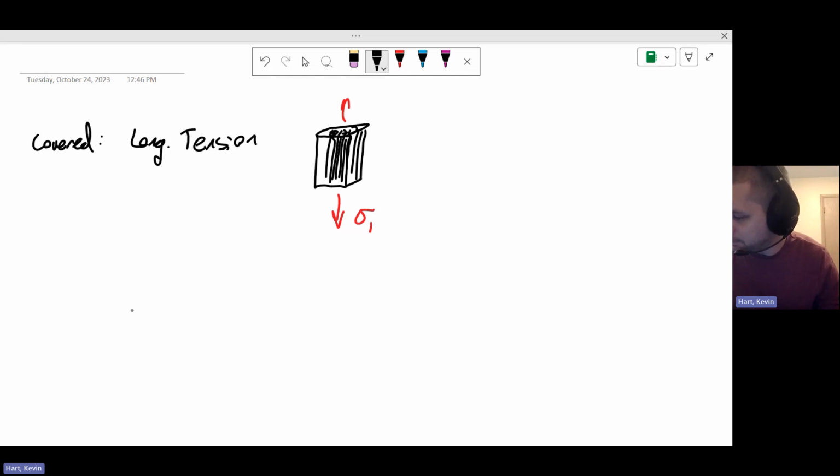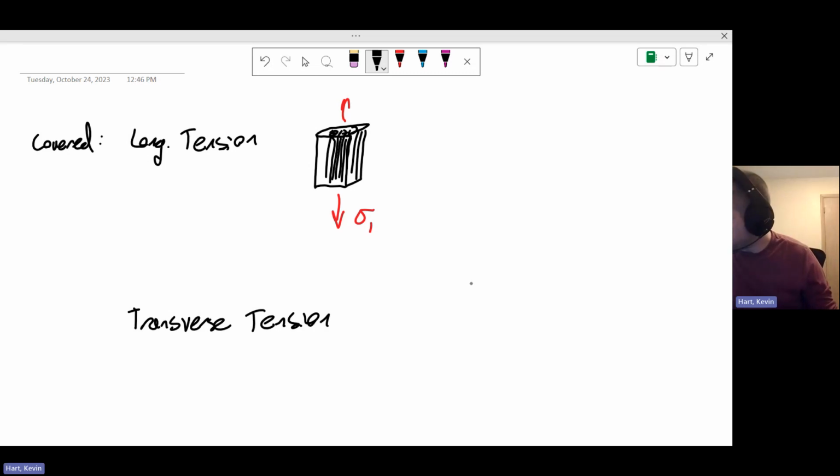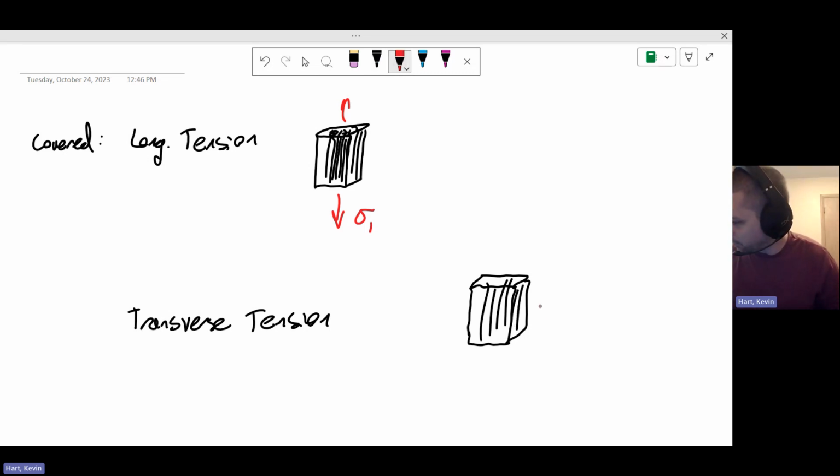We also talked about transverse tension, which is tension in the two direction. So we got something that looks like this. Again, our silly model composite got all the fibers running in this direction. We call that the one direction. And transverse tension would be tension in the two direction. So we're loading across the fibers.